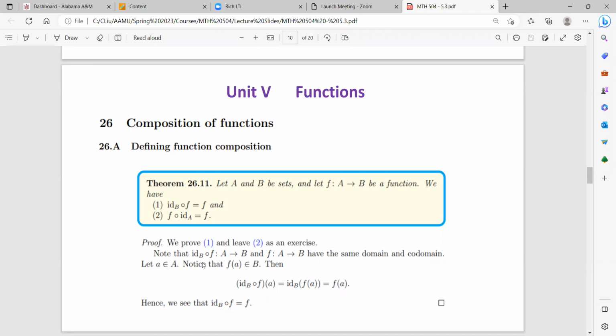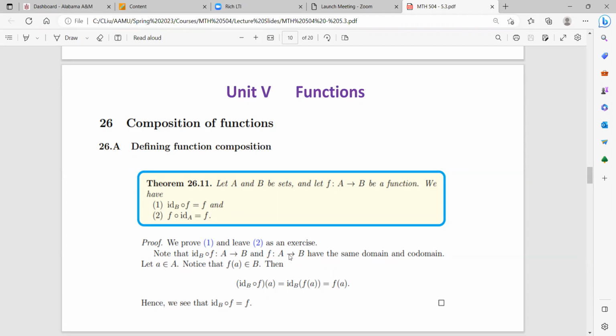So how do you prove it? Again, first you have to show that these two have the same domain and codomain. For example, in case 1, we need to show that ID_B composed with f and f have the same domain and codomain. That's obviously the case because f is from A to B, and ID_B is from B to B. So at the end, ID_B composed with f will be from A to B, and that's the same domain and codomain as f.